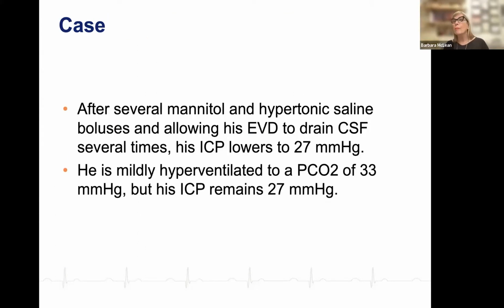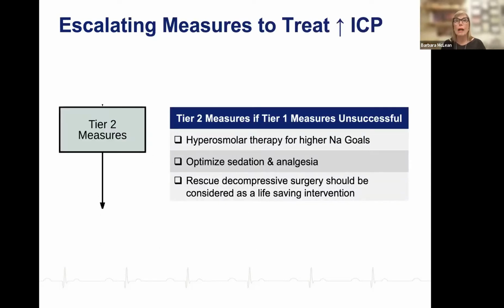So after several mannitol and hypertonic saline boluses, allowing his EVD to drain cerebral spinal fluid, his ICP lowers, but only to 27. He's still very elevated. He is mildly hyperventilated to a PCO2 of 33. So we did everything in that tier 1. Head of bed is elevated, neck is straight. We've given him hypertonic saline, we've given him mannitol, we mildly hyperventilate him, but his ICP is still 27. This is telling us this is refractory. So now we're going to increase to tier 2.